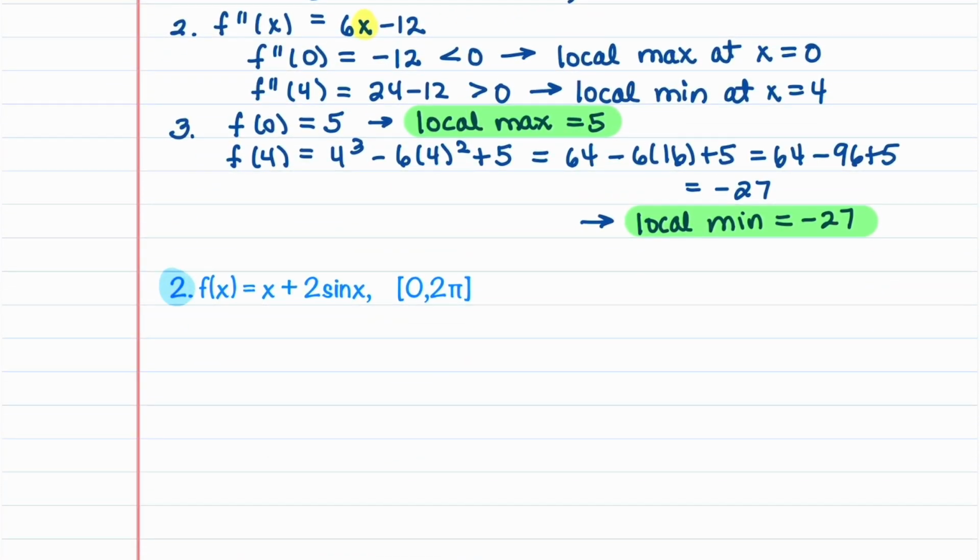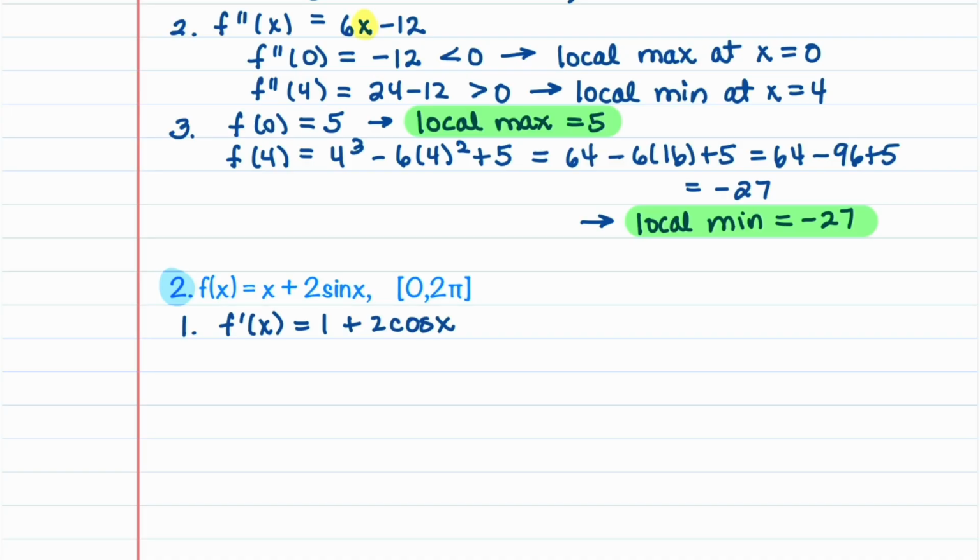Let's now look at our second example. This one has trigonometry in it. We're given the function f of x is equal to x plus 2 sine x, and we're told that our interval is from 0 to 2 pi. Let's start by taking the derivative. F prime at x is equal to 1 plus 2 cosine x.